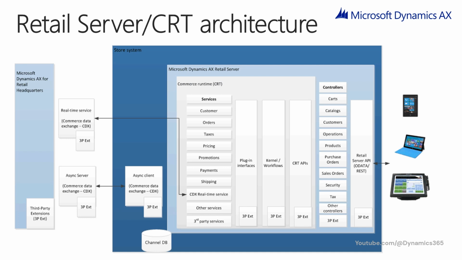The developer has to decide how the communication is going to happen between Microsoft Dynamics AX retail headquarters and the modern POS. It could be either through the CDX real-time service or the CDX async client and async server mechanism. CDX takes data from Microsoft Dynamics AX retail headquarters and pushes it to the CRT database. The Commerce Runtime database follows the same table schema as Microsoft Dynamics AX backoffice.